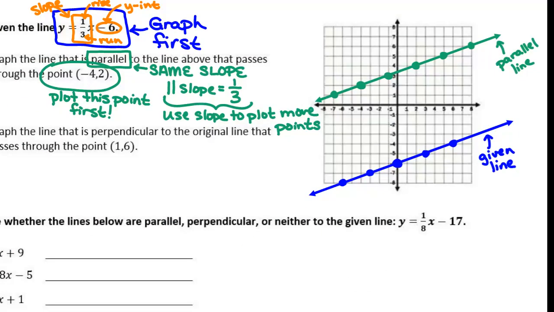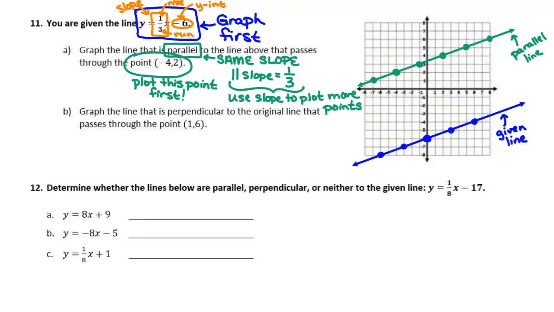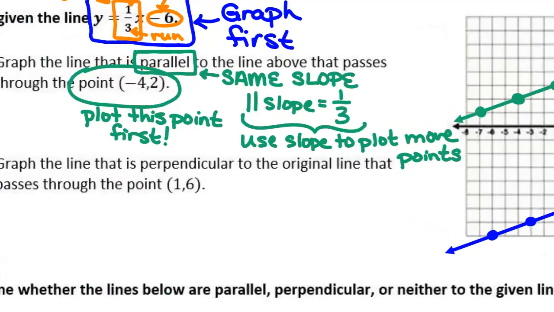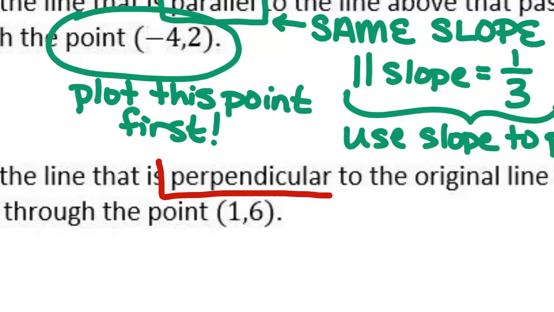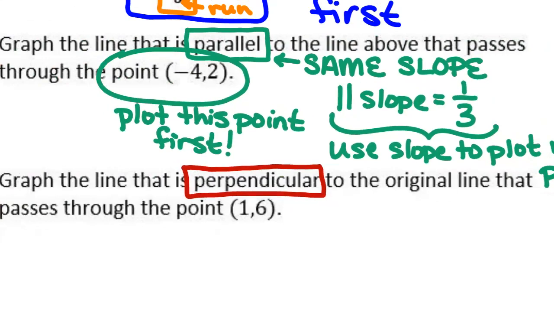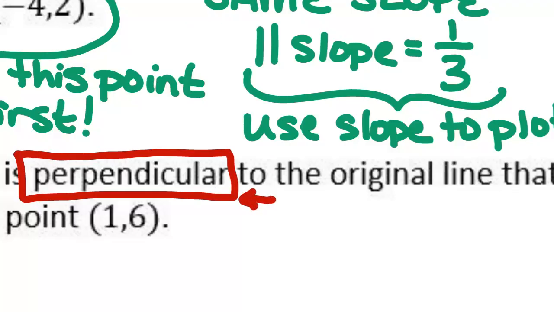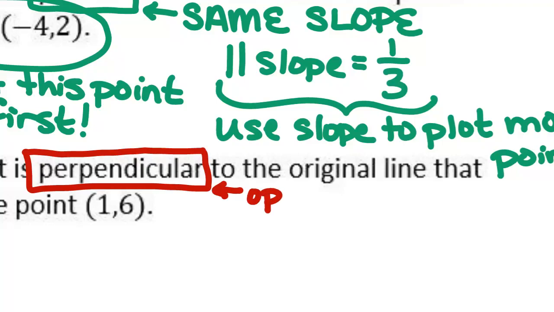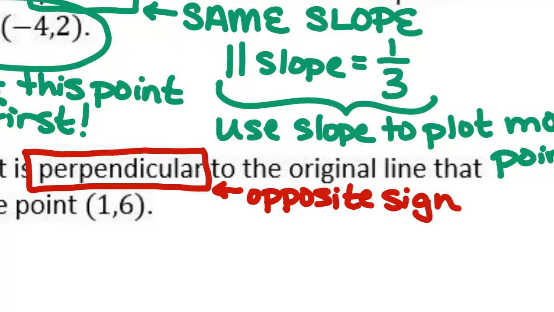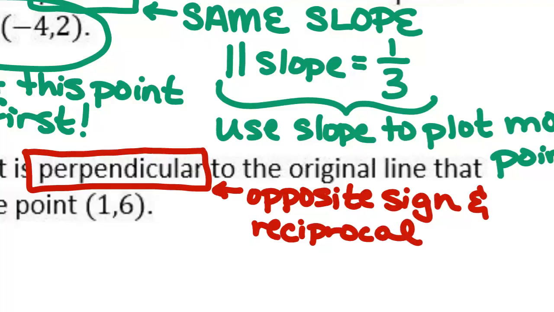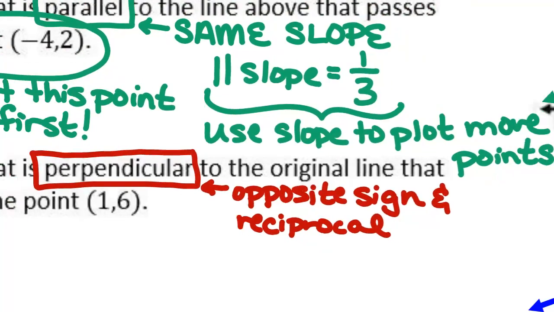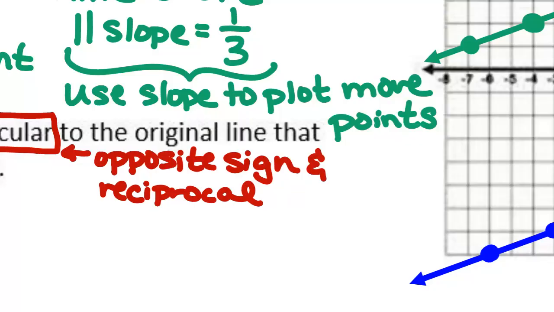The given line, the original line, and the parallel line should look like railroad tracks, like they're never, ever going to touch. For part B, we want perpendicular to the original line. Perpendicular means opposite sign and reciprocal. Does anybody remember what that word reciprocal means? Yes. We are going to flip the fraction.